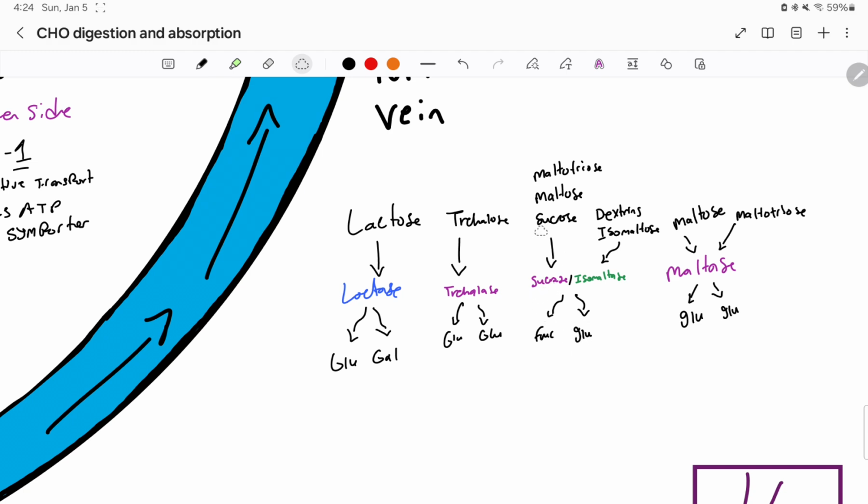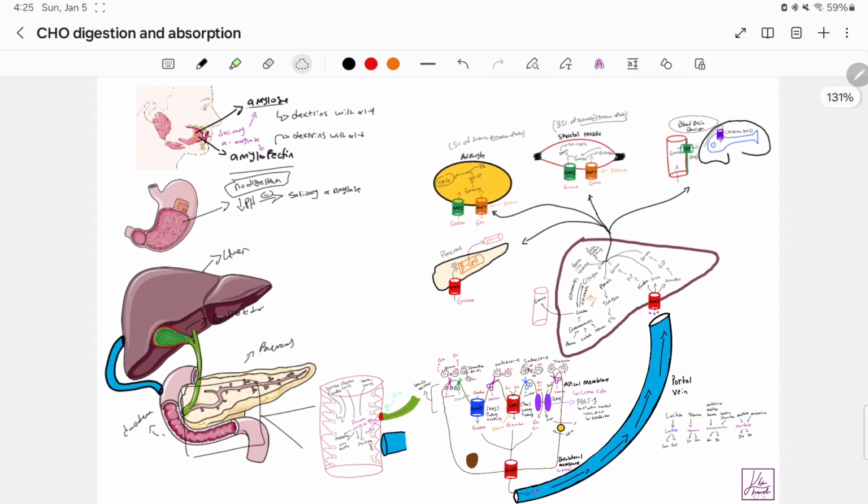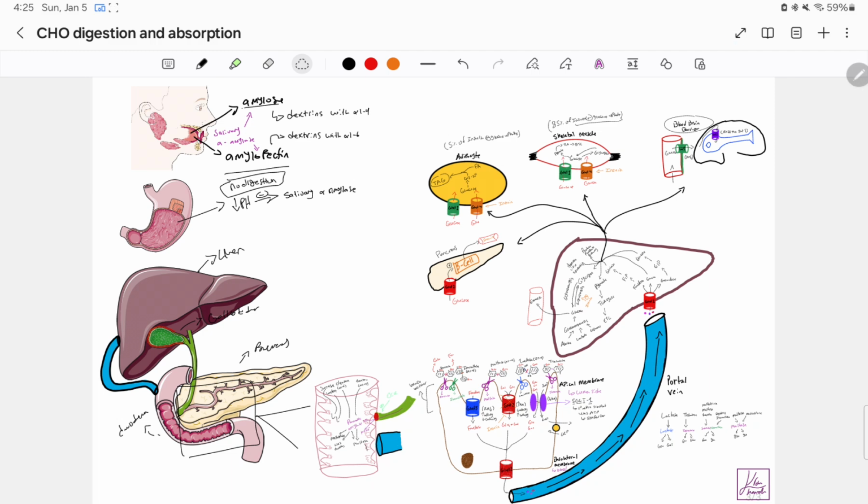Sucrase is able to cut sucrose, which gives us fructose and glucose. But sucrase can also take on things like maltose and maltotriose, okay? Finally, maltase can cut maltose and maltotriose, which both give us a whole bunch of glucose, okay? Cool. Now, that's going to finish carbohydrate digestion and absorption.